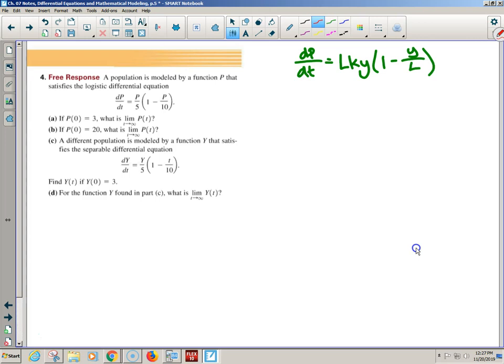P of 0 equals 3. What's the limit as t goes to infinity? Why are we just going to answer 10 real quick? Not just that one, but also this one. L is the carrying capacity. Carrying capacity is the... But is anybody confused by the 20?